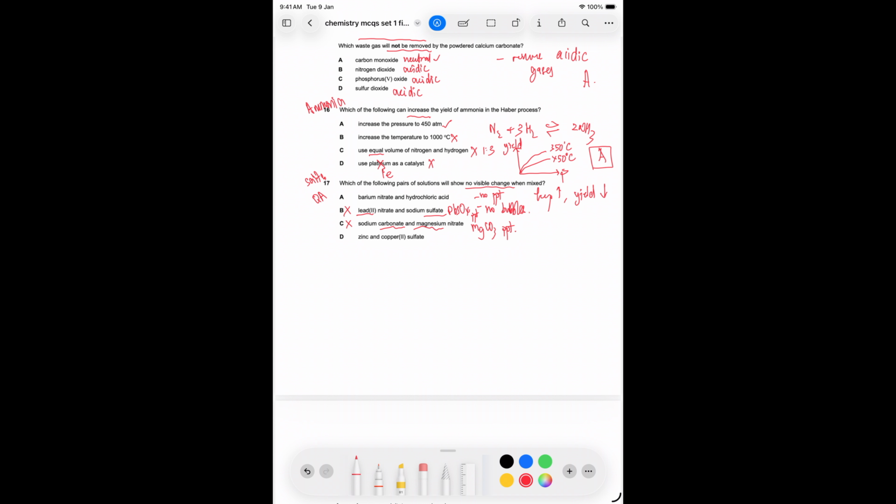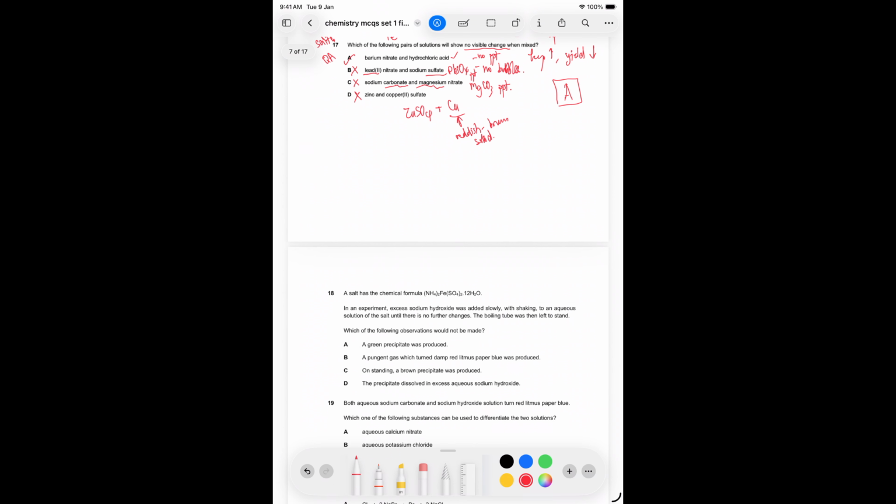And zinc and copper 2 sulfate. So this, if you undergo reaction, you will form zinc sulfate plus copper. So you're seeing some reddish brown solid. So this is not the answer as well, because you're going to see something. So by elimination, the only answer that makes sense is A, okay? The solution for option A will still be colorless. There's no gas, there's no PPT, so the answer will be A.